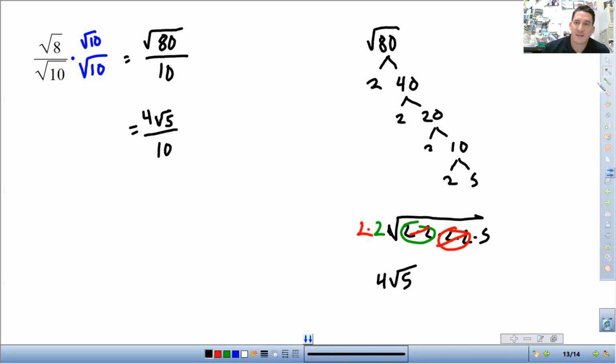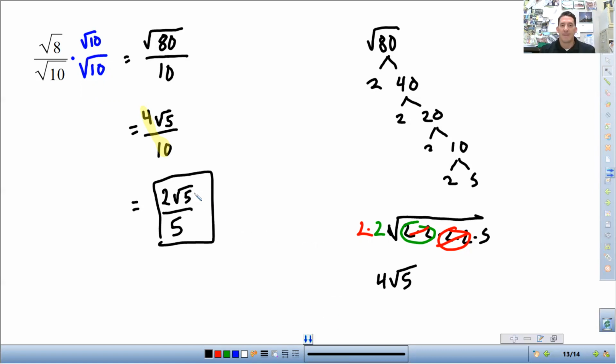So here's what does simplify. Now this 4 is not protected by the radical. I can reduce this fraction here. 4 over 10 reduces to 2 over 5. This 5 is protected by the square root, so it doesn't simplify with this one that's outside of it. So that is as simplified as it gets. All right, let's do one more.